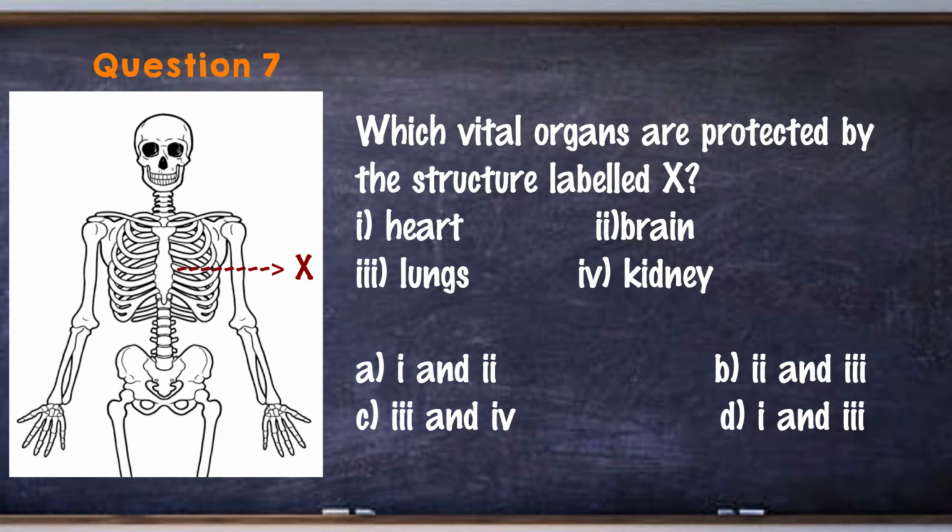Great. Let's move on to question 7. It says, which vital organs are protected by the structure labeled X? So here's the structure labeled X, and if you notice, that is the rib cage, okay? The rib cage. Now, which vital organs are protected by the rib cage? We have number 1, heart, number 2, brain, number 3, lungs, and number 4, kidney.